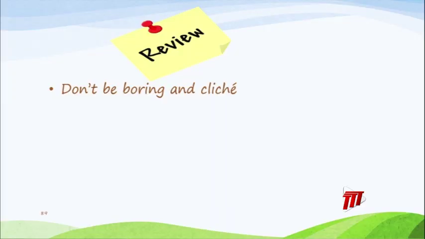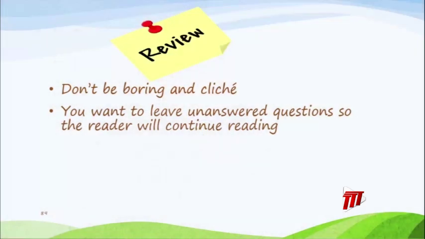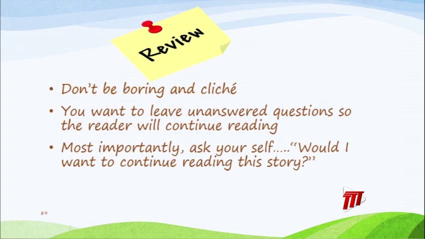When you appeal to the senses, you create a sense of suspense, or you appeal to the emotions of the reader. You put the reader into your story. You make them a part of your story so that they want to continue reading to find out what's going to happen. You can do this by not being boring or cliche. Try to use phrases or words that are not overdone or overused. You want to leave unanswered questions so the reader will continue reading your story. Most importantly, you need to ask yourself, would I want to continue reading this story?